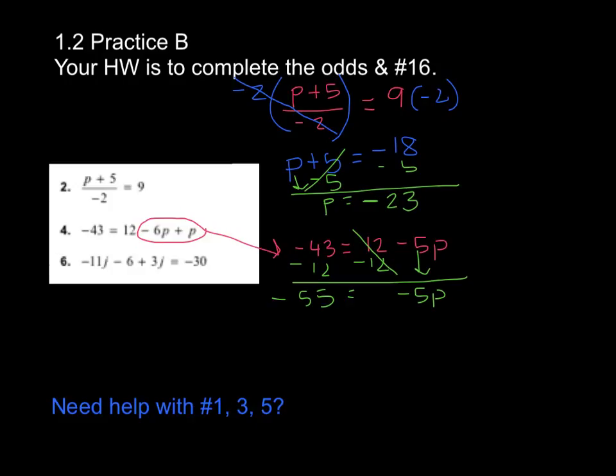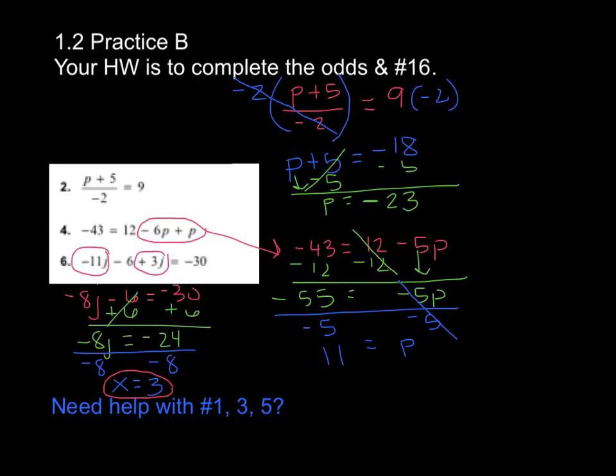The opposite of multiplying by negative 5 would be to divide both sides by negative 5. The negative 5 and negative 5 make 1p. And negative 55 divided by negative 5 is 11. So we have 11 equals p. Okay, I'm going to pause the video. You guys go ahead and work number 6, and then you can restart the video and check your work with mine.